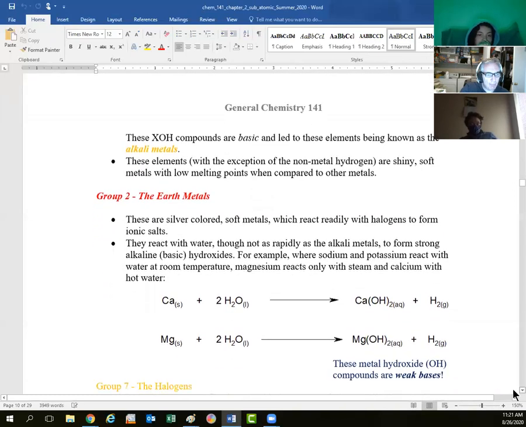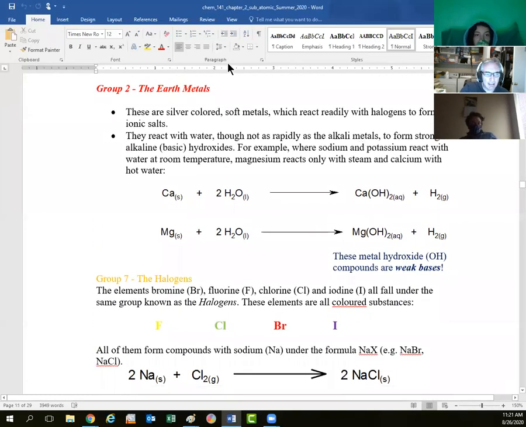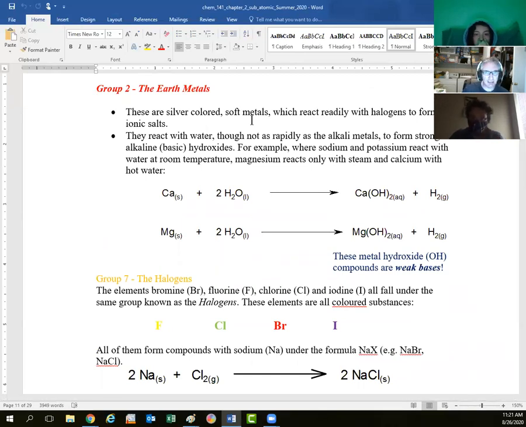Group 2 elements, the alkaline earth metals as we call them, are also soft. You can often cut into them. But an increasing number of those elements are starting to get much harder and more difficult to cut through. They have relatively high melting temperatures, and they react with water as well to produce a base.